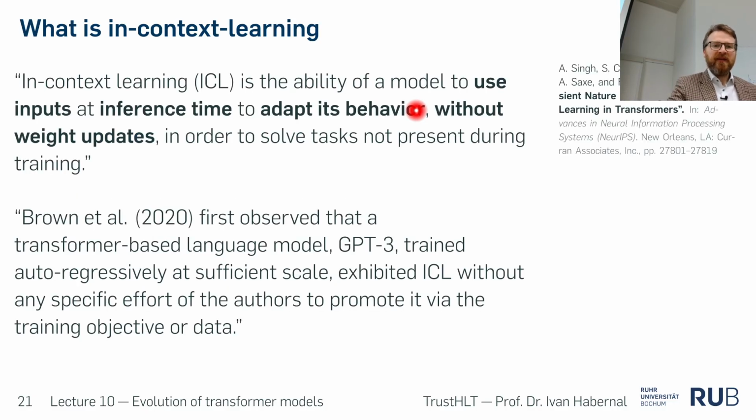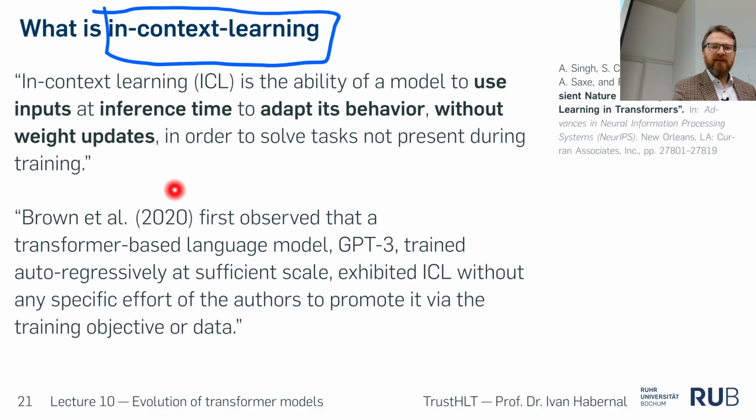which is called in-context learning. So the first paper, GPT-3, first observed that a transformer-based language model trained autoregressively at sufficient scale, and autoregressively means you predict the next token all the time, self-supervised, exhibited in-context learning without any specific effort by the authors to promote it via the training objective or data. So what does it mean?